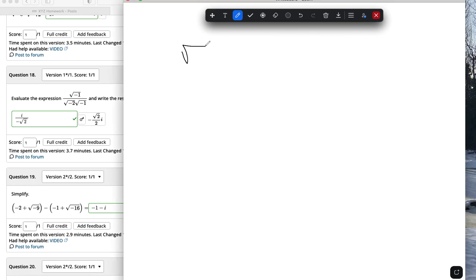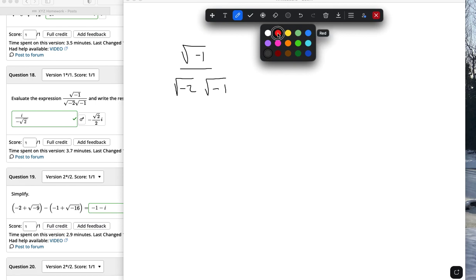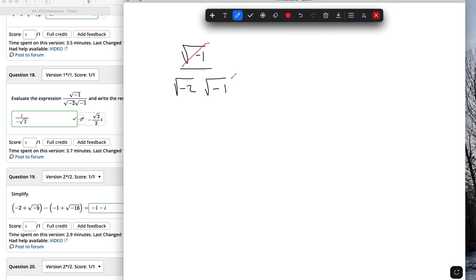So we got square root negative 1 over square root negative 2 square root negative 1. What I would do is take advantage of the fact that I have root negative 1 over root negative 1, and I would just reduce those. Now I just have that piece to deal with. So let's rewrite that over here.